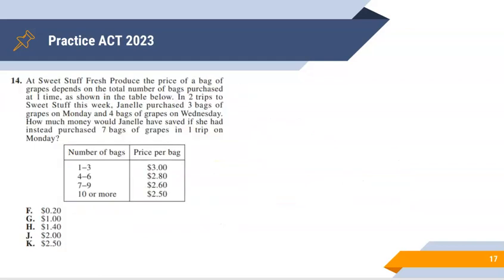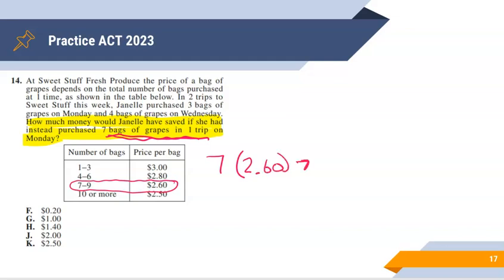Okay, question number 14. Again, find the question mark. How much money would Janelle have saved if she had purchased 7 bags of grapes in one trip? Well, if she had done that, 7 bags of grapes in one trip, that would be here, right? She's going to pay $2.60 per bag. So that's going to be a total of $18.20. That's what she would pay if she had done it all at once.